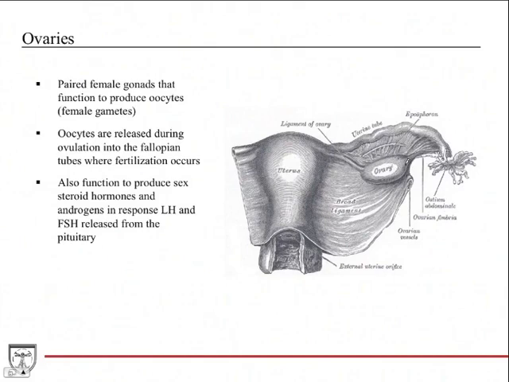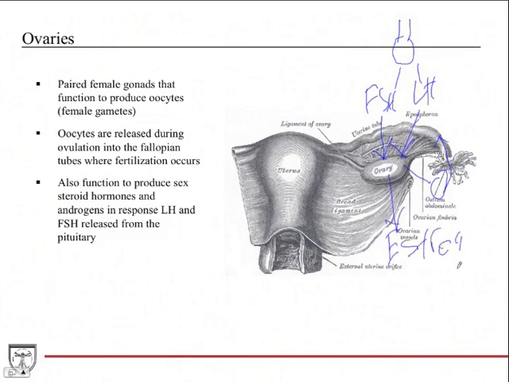So you have the ovaries here, they release the oocyte here, and then they get collected into the fallopian tube here. They also function to produce sex steroid hormones and androgens in response to LH and FSH released by the pituitary. So if you have the pituitary up here, it releases FSH and LH, and then these go down and they stimulate the ovary, which then causes it to produce estrogen, which is kind of the main female reproductive sex hormone, and then also androgens as well.